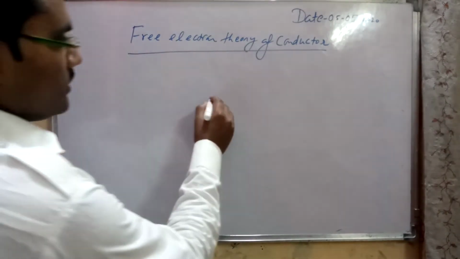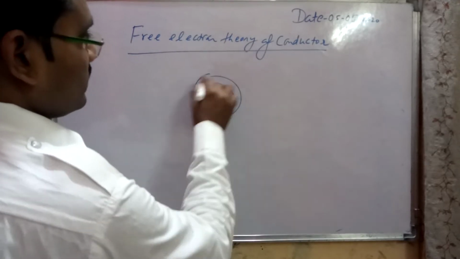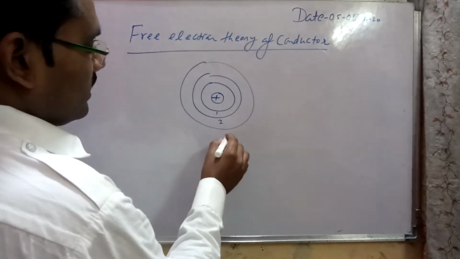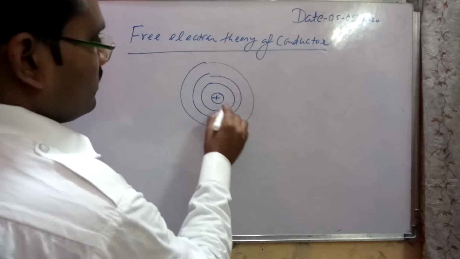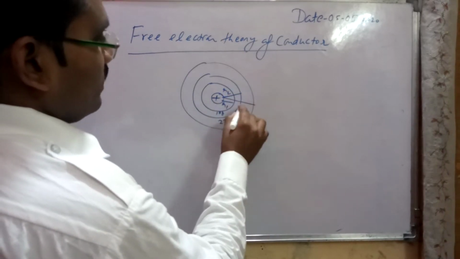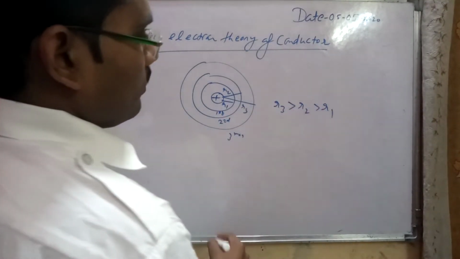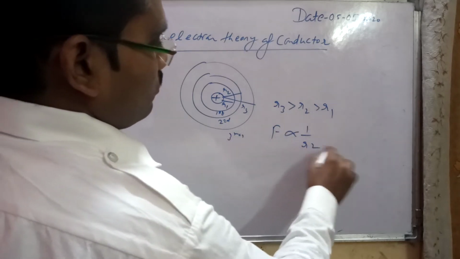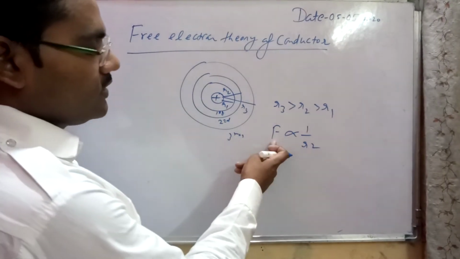Like this, this one is the positive charge, this one is the first orbit, this one is the second orbit, and this one is the third orbit. This is R1, this is R2, and this is R3. Here R3 is greater than R2, which is greater than R1, and according to Coulomb's law, force is inversely proportional to R squared. That means if R increases, then force decreases.